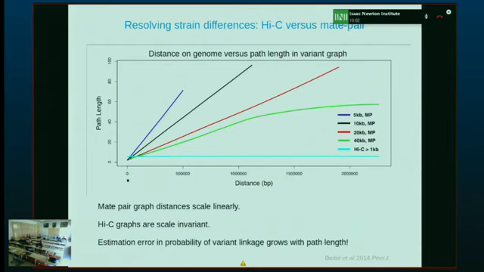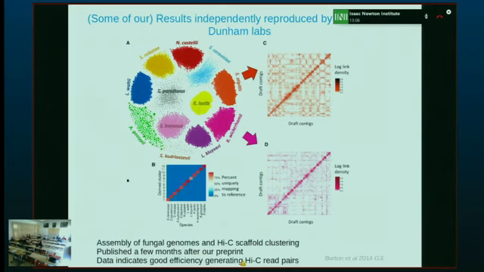So these results were independently reproduced by a number of other labs. This group, led by Jay Schender and Maitreya, had a really nice paper that appeared around the same time as ours, applying this to yeast. And they got even better results than we did, as a matter of fact.